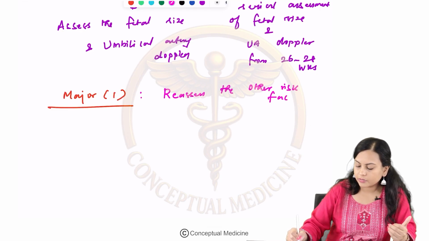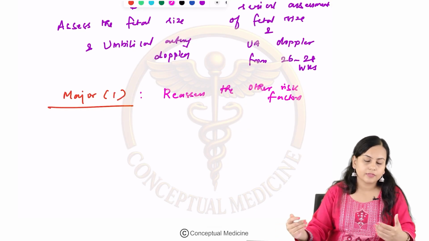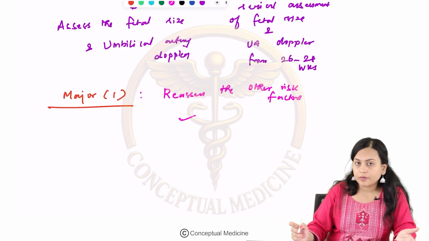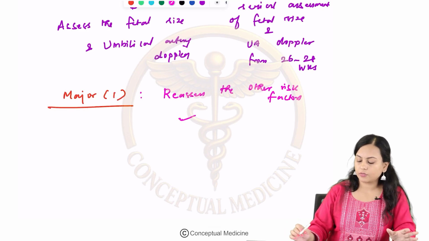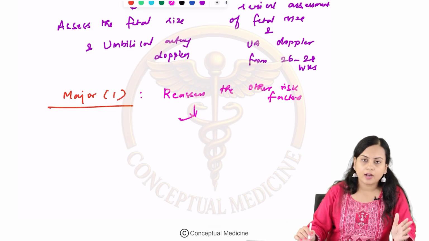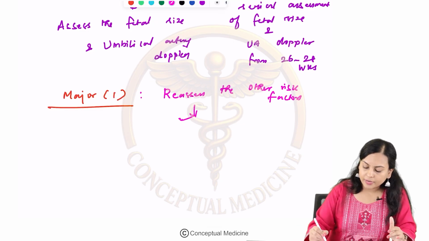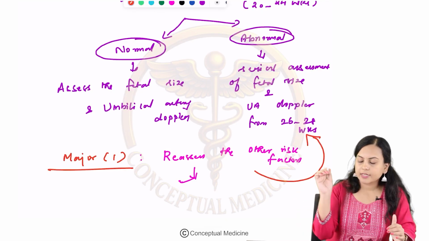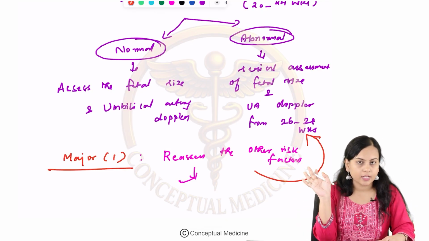Okay, other major risk factors also. For example, if PAPP-A is low or there is a fetal echogenic bowel, like that you have to reassess. Okay, and this should be happening in the second trimester. And when it comes to the third trimester, you will be going for the same thing. That is, you will be going for the serial assessment of the fetal size and uterine artery Doppler from 26 to 28 weeks.